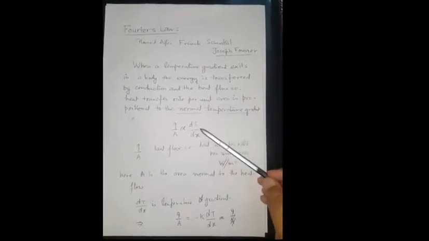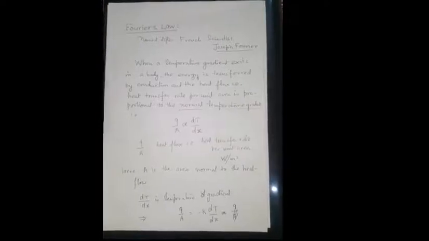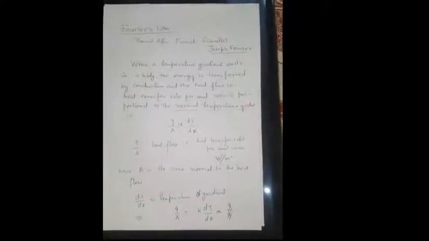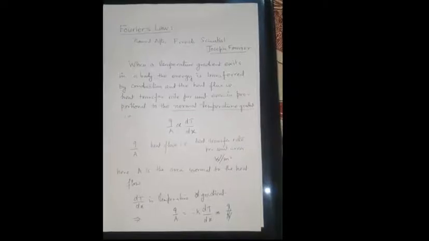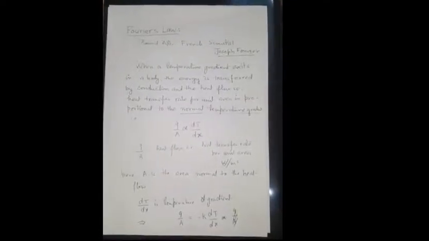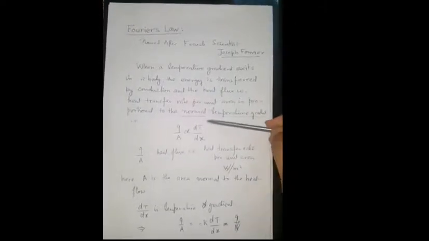What do we mean by gradient? By gradient we mean the temperature difference between two points. dT is the temperature difference, and dx is the distance between the points. That is, the temperature gradient is the difference between the temperatures at two different points. So by Fourier's law, we mean that the heat transfer rate per unit area, the heat flux, is directly proportional to the temperature gradient.